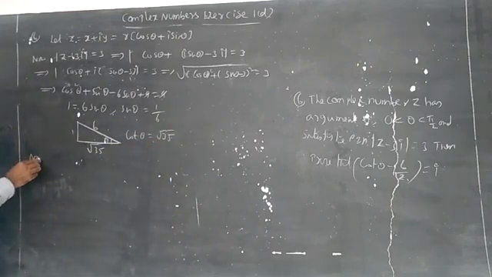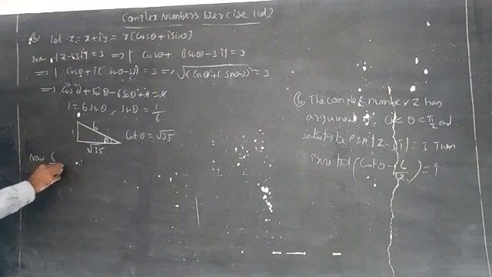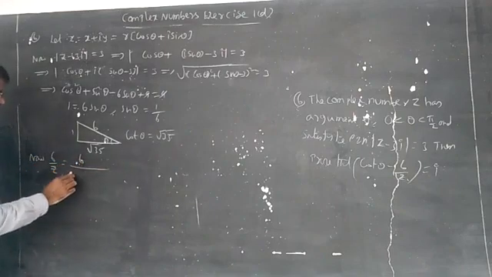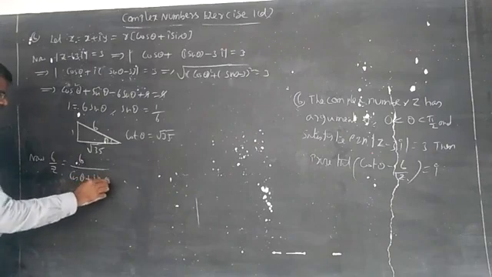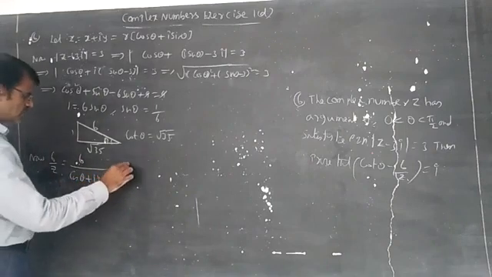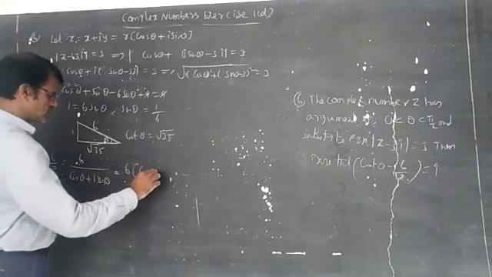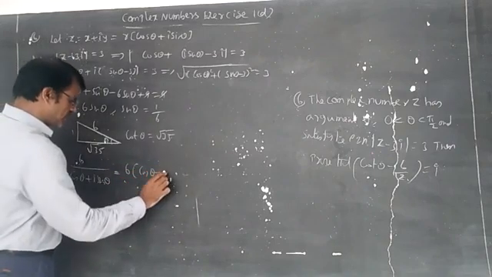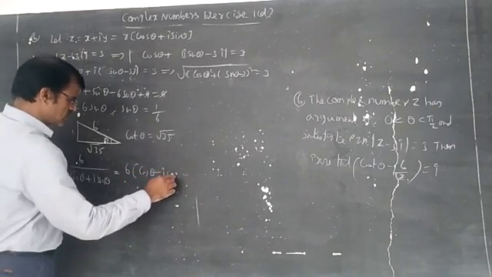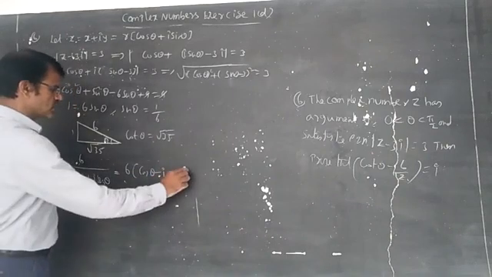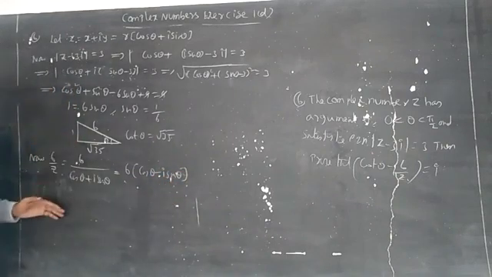Now 6 by z I am writing. 6 by z is equal to 6 by simply cos theta plus I sin theta. Using the property 1 by e to the power I theta is equal to e to the power minus I theta, that is equal to 6 into cos theta minus I sin theta. If you are getting confused, you can understand it by multiplying and dividing with its conjugate complex number.